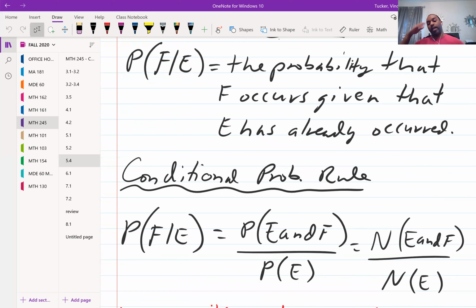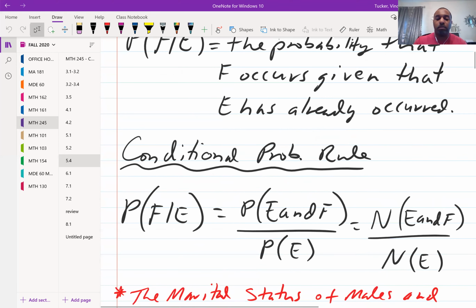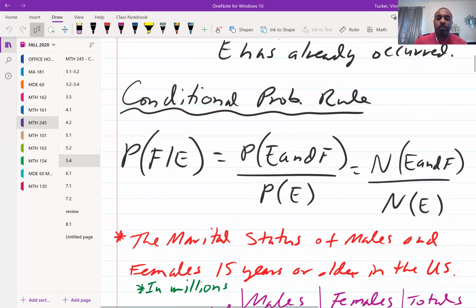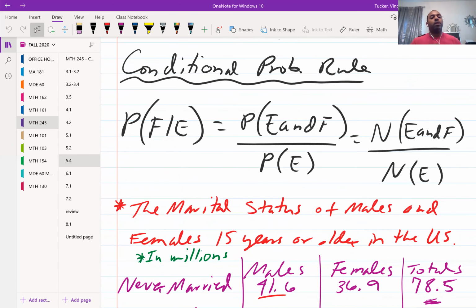So here we have the way that we can calculate it. You will take the probability of E and F and place it over the probability of E. Or if you have the number of E and F, place that over the number of E. All right, so let's try this out.